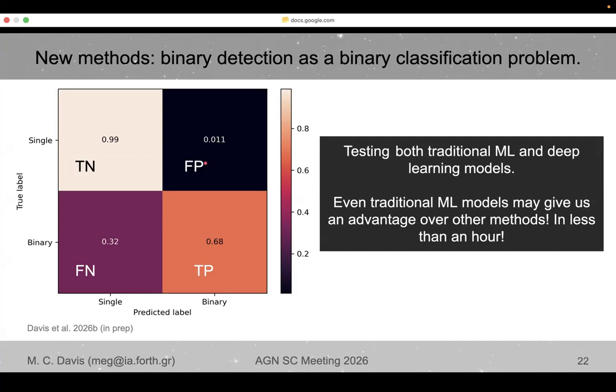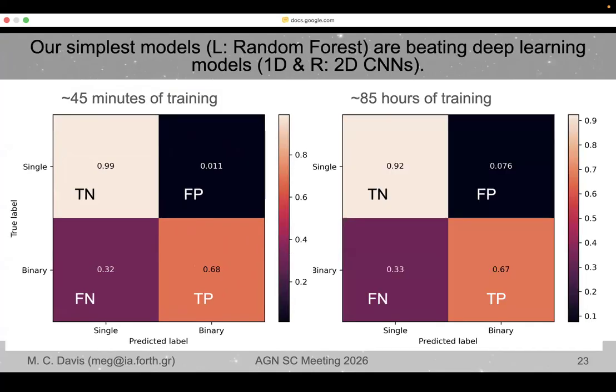Here is an example of a confusion matrix of some work that I'm currently working on. What I'd like to draw your attention to is a 1% false positive rate and a roughly 70% recovery rate, true positive rate, for binary detection. This is doing all right compared to most of our methods. Hilariously, using a random forest, which is what that confusion matrix is from, 45 minutes of training, decent results.